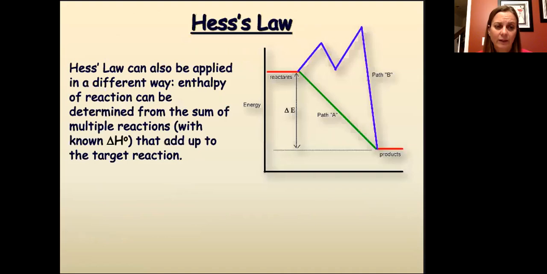Now there's another way to look at this. The enthalpy of reaction can be determined from the sum of multiple reactions that add up to our target reaction. So this way of looking at it is kind of like looking at a puzzle. This is where our information from our calorimeter is going to come in. So if we want to know the enthalpy of a reaction and we don't know the enthalpies of formation, they're not in the tables for all of the products and reactants, then we're going to be using known heats of reaction from calorimetry data to determine the enthalpy of our target reaction.